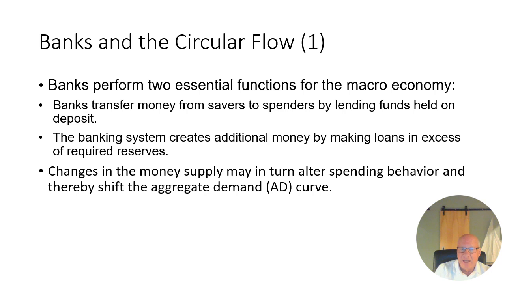Now, the banking system creates the additional money, as I just pointed out, by making those loans out of their excess reserves. Now, changes in the money supply may in turn alter spending behavior, because if the banks have all this money to lend out, obviously there's a whole lot more business people can buy, a whole lot more trucks. So the total aggregate demand for the entire system can also change. In this case, shifting the aggregate demand curve upward from the fact that the banks have created more money than was previously in existence.